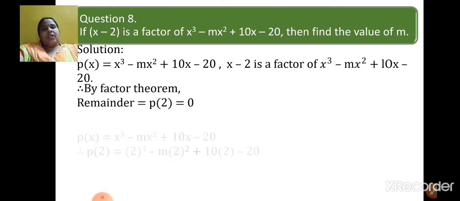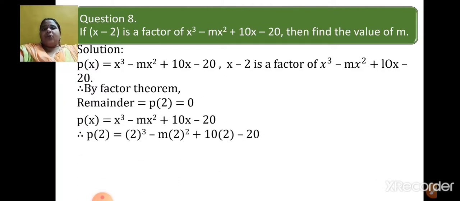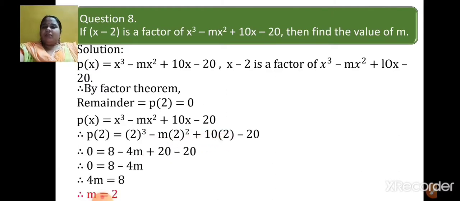Okay. So what I will do? I will substitute x as 2. Okay. So this will be 2 cube, minus m into 2 square, plus 10 into 2 minus 20. Now this is what I have got. I know this is a factor. It means here I have to write 0. So I can equate 0 is equal to 8 minus 4m plus 20 minus 20.